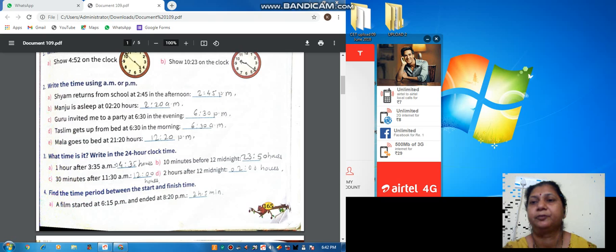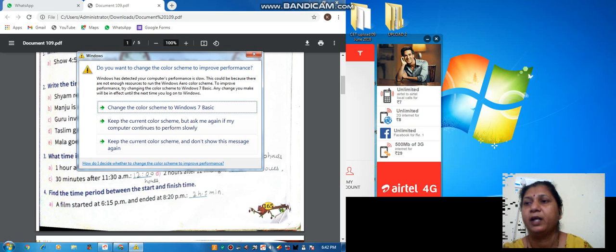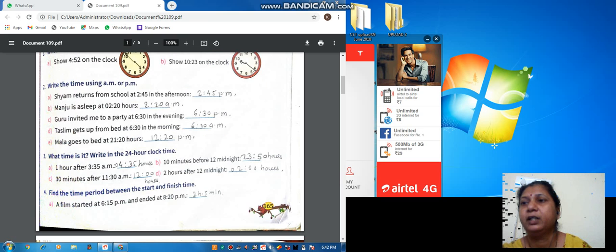So let's start. A film started at 6:15 PM and ended at 8:20 PM. Now, what will be the time? So see here, 8:20 and 6:15. So we have to subtract 6:15 from 8:20. If we take 6:15 away from 8:20, how much remains? 8 minus 6 is 2, and 20 minus 15 we get 5. So how much time will it be? It is the time period of 2 hours 5 minutes.